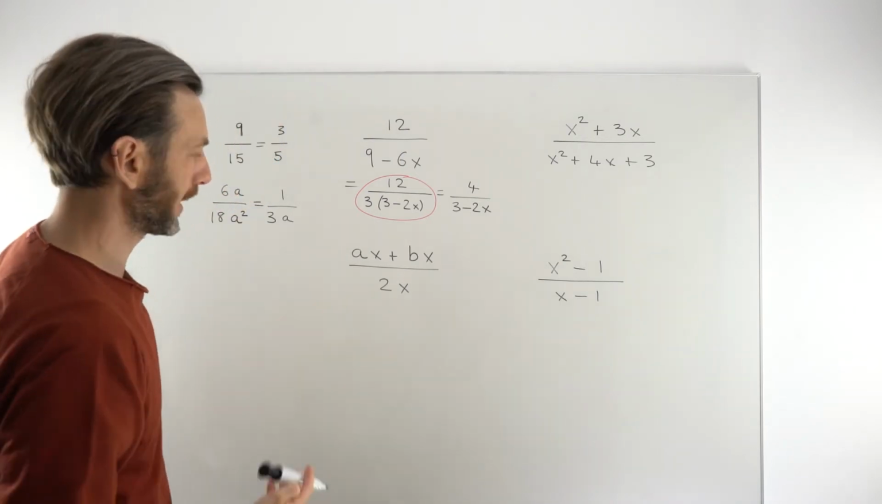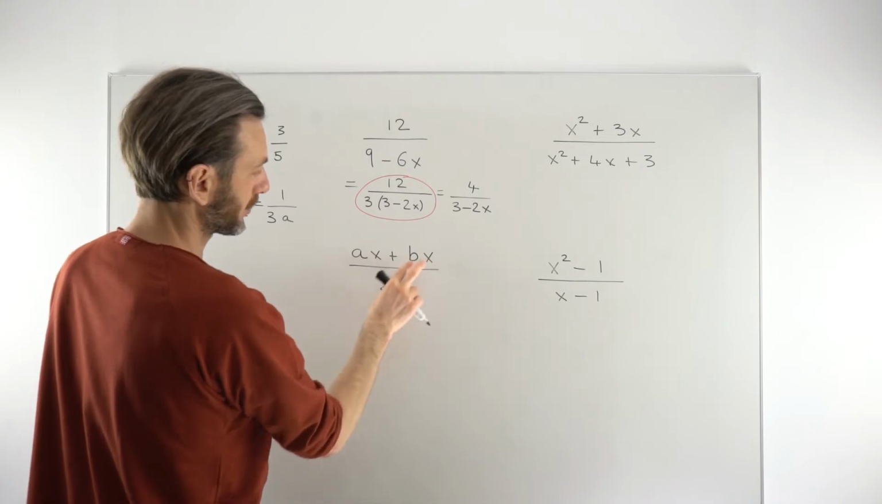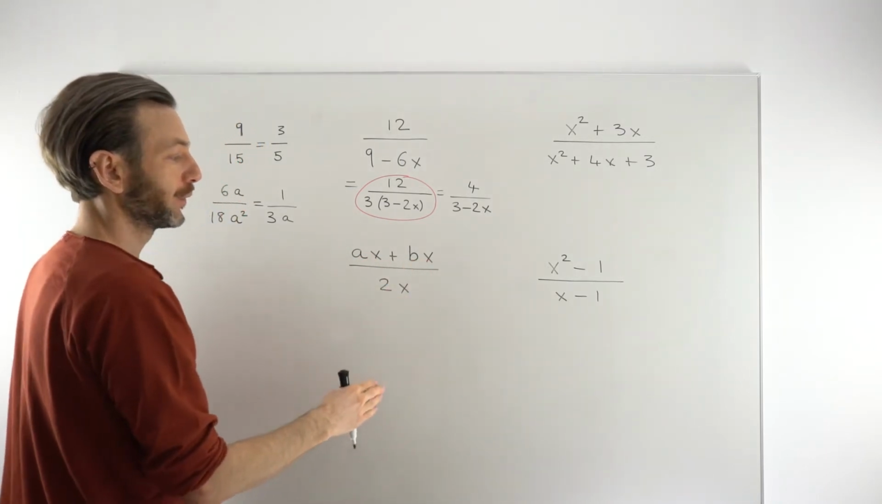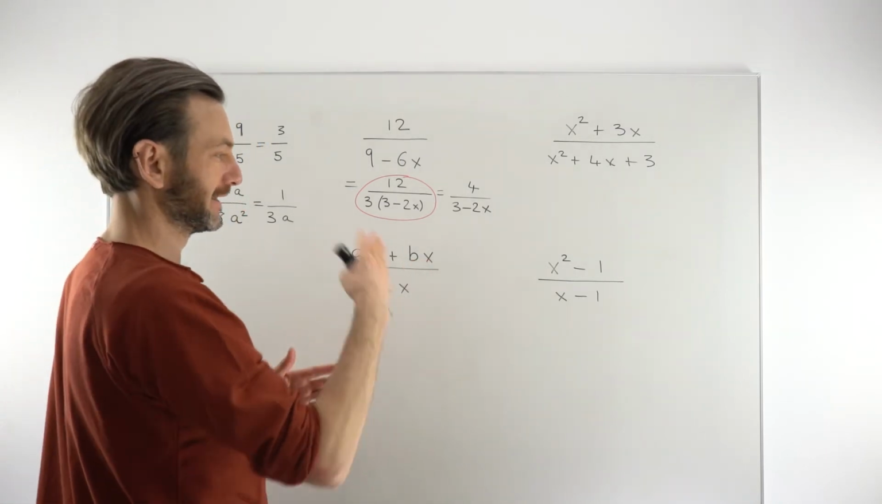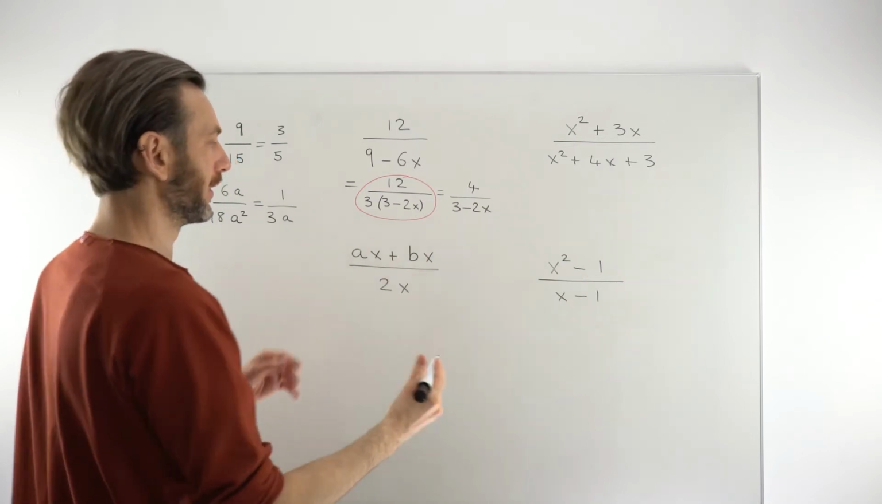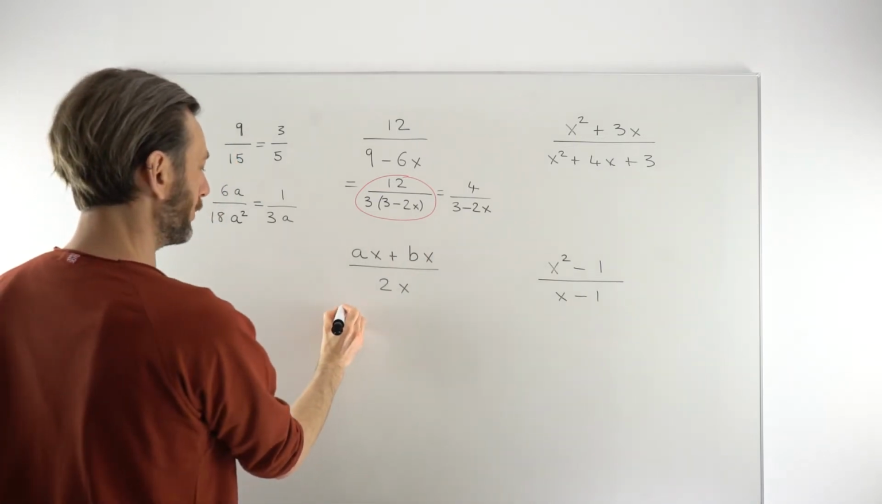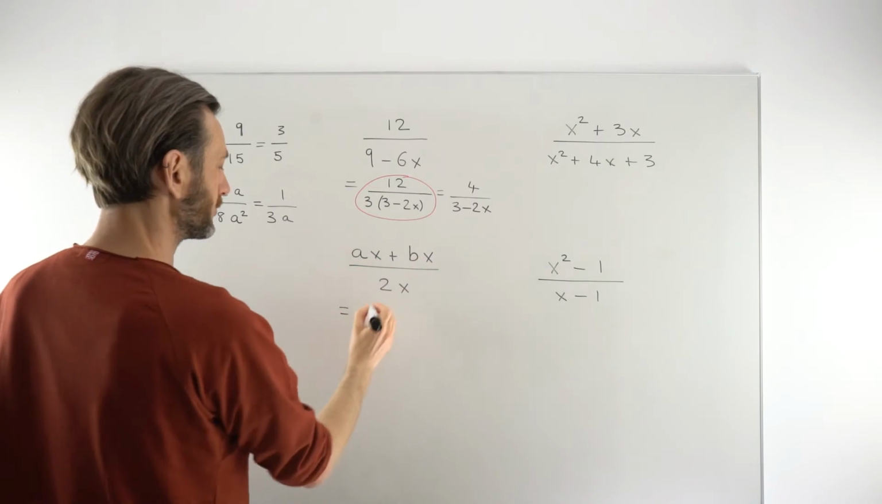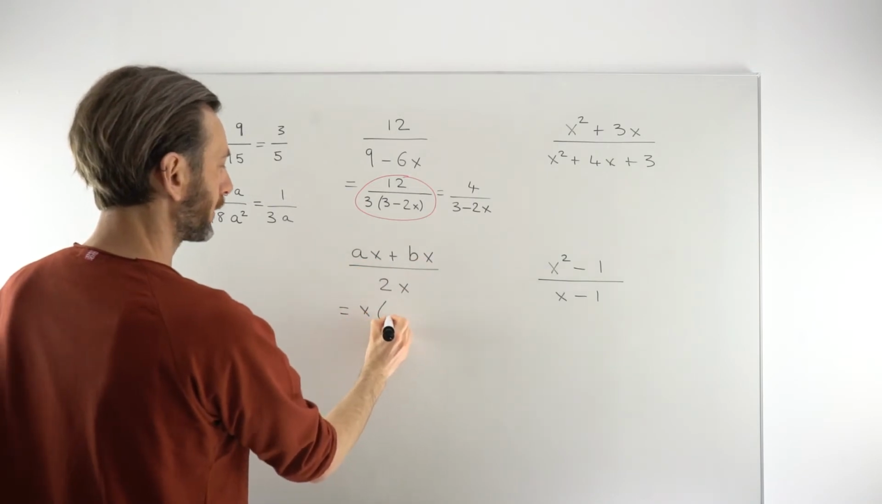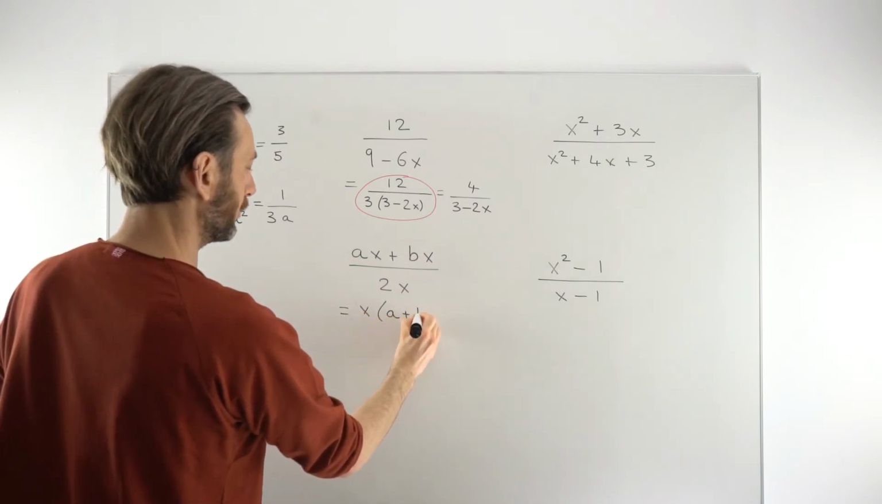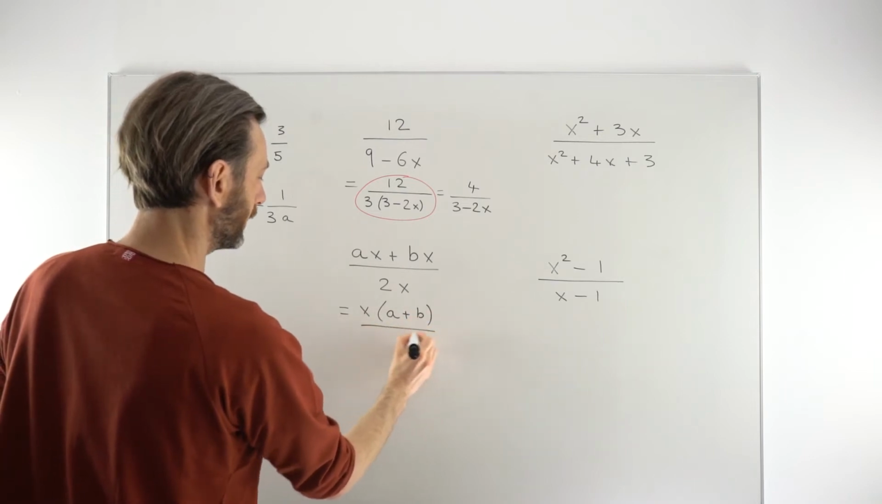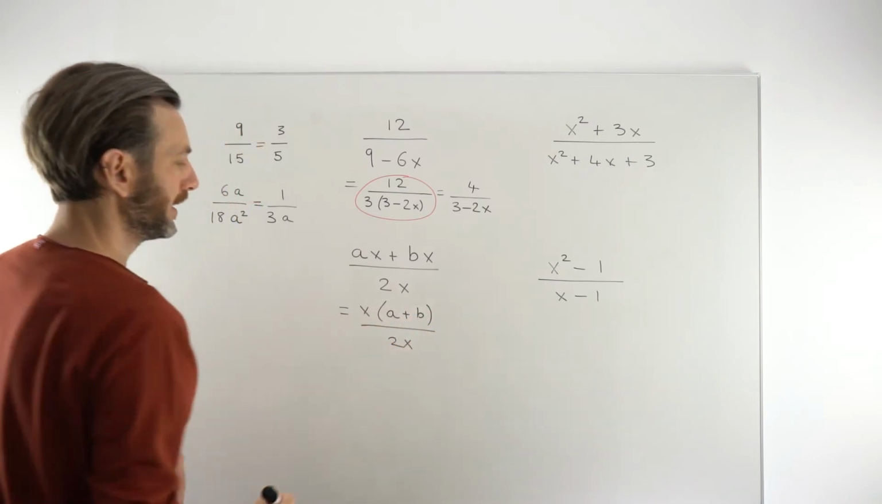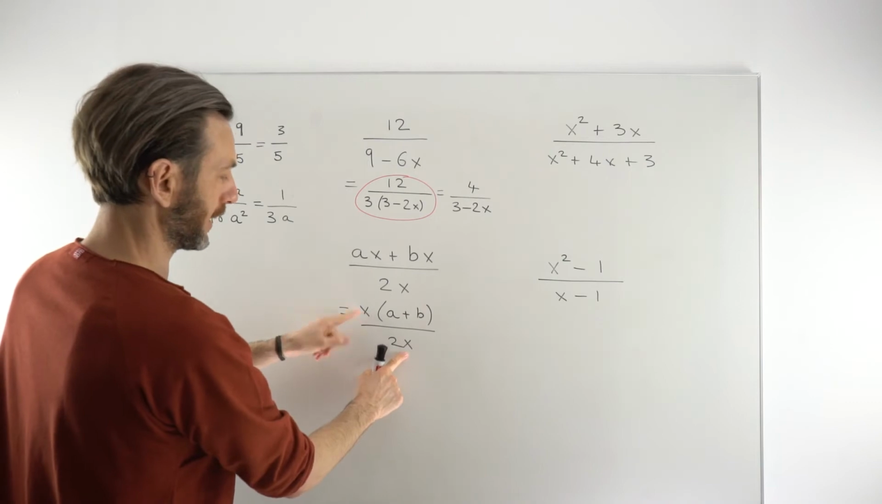Okay, so turning to the second one, again, you can see looking at the three terms, there's a common factor of x. We could just go ahead and divide through by x, and that would be fine. But let's go through the more formal method again. So looking at the top line, there's a common factor of x. So we pull that out and put it in front of a bracket, and leave the 2x on the bottom. And then we can just see that there's a common factor of x between these two.